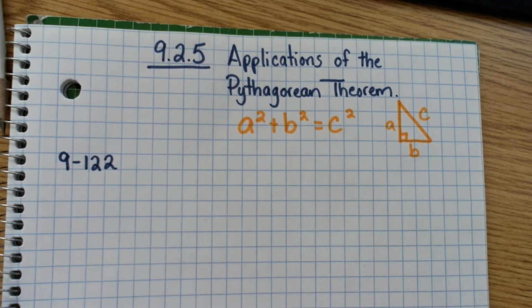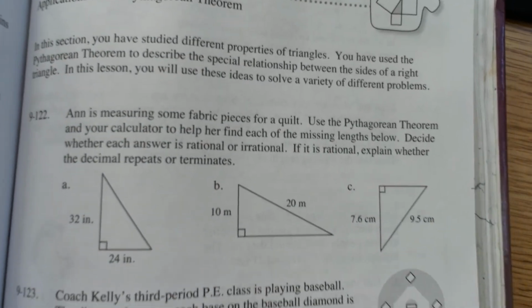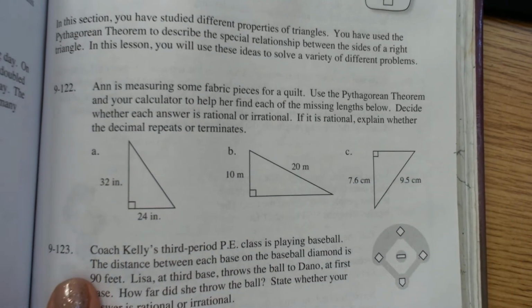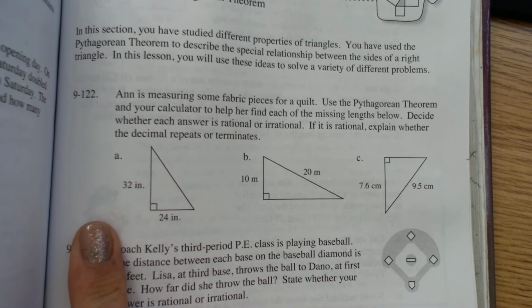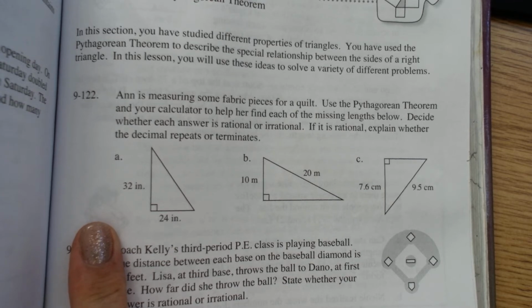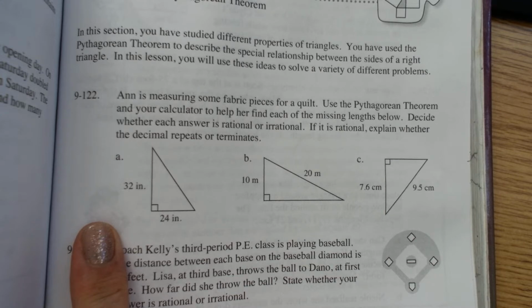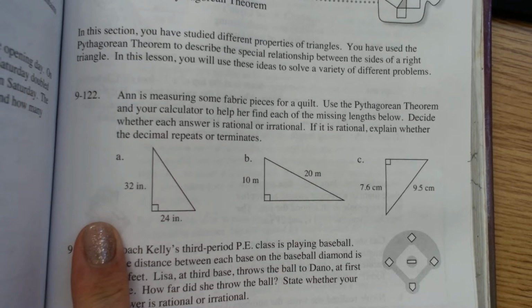So for today's lesson, I'm just going to pick a few of the core problems right out of the book and work those out here with you in the video. So I'm going to put the book right underneath here, and we'll start with 9-122. It says Anne is measuring some fabric pieces for a quilt. Use the Pythagorean theorem and your calculator to help her find each of the missing lengths below. Decide whether each answer is rational or irrational. If it is rational, explain whether the decimal repeats or terminates.